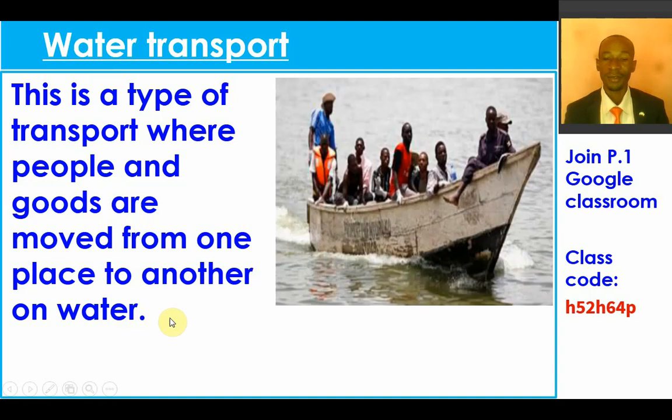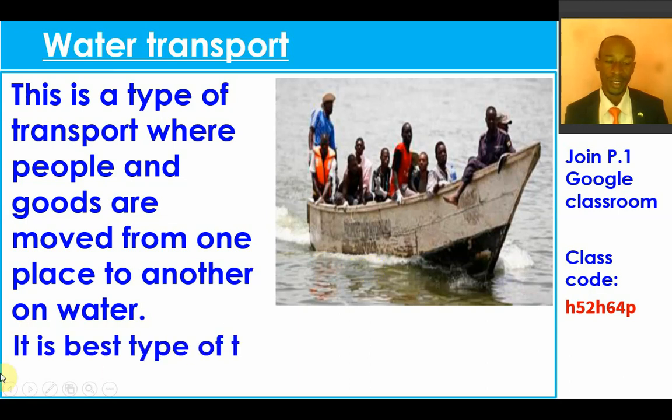Let us have a look at this picture. Look at this picture here. We have people on one of the means of water transport. They are traveling. I can't tell which place they are coming from and which place they are going to, but they are moving from one place to another on water. So this is what shows that this is water transport.